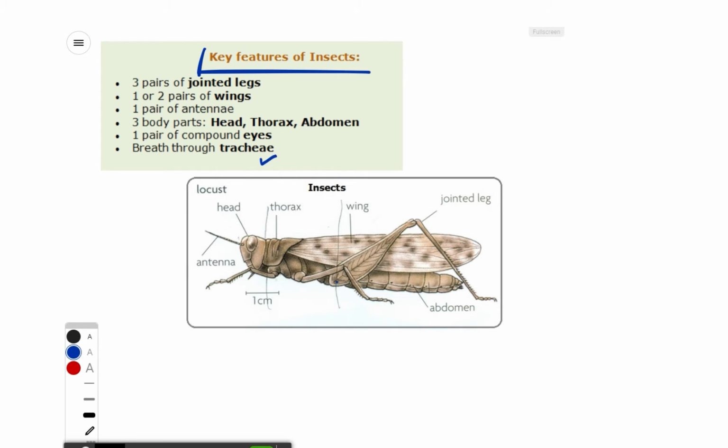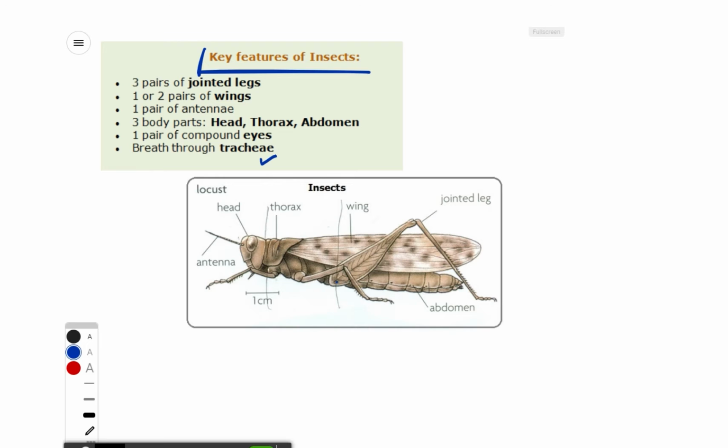So remember, if they have a windpipe to breathe, do you think that they live in water or on land? Excellent job, all of you. Yes, they live on land. Now, one pair of compound eyes. Compound eyes mean that their eyes are bulbous, they are outwards. Excellent. So round compound eyes.